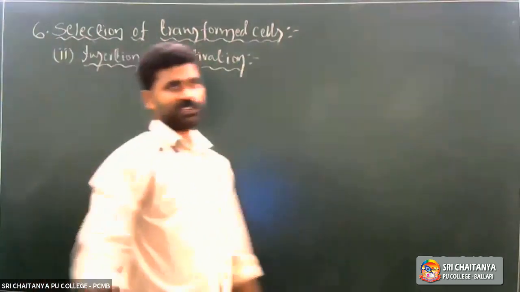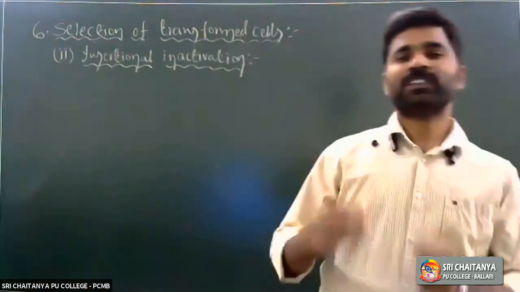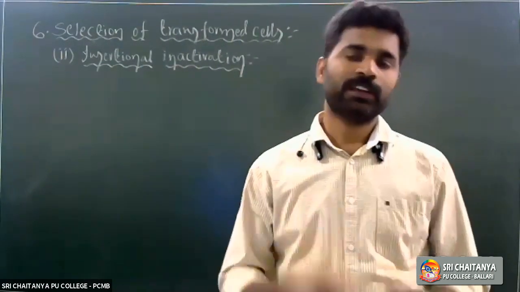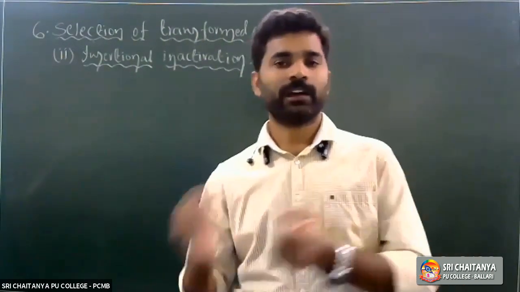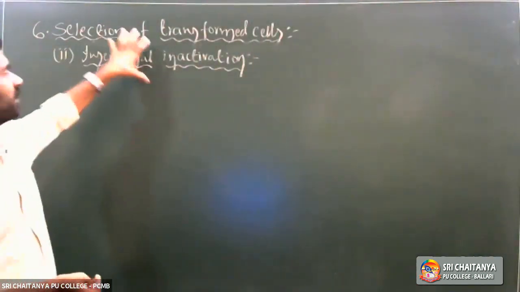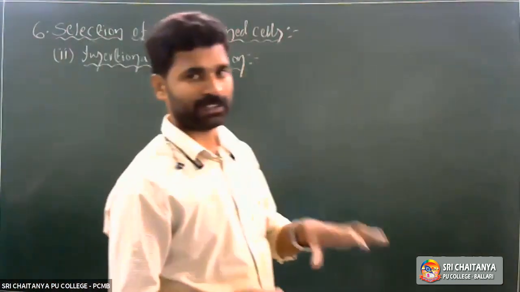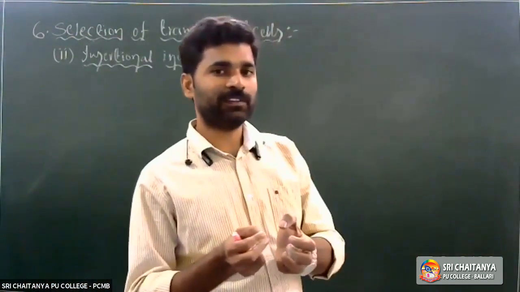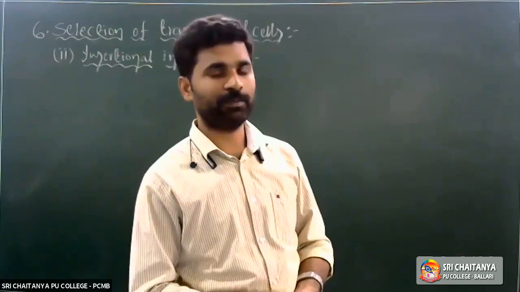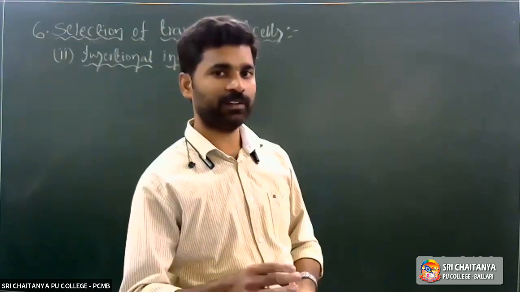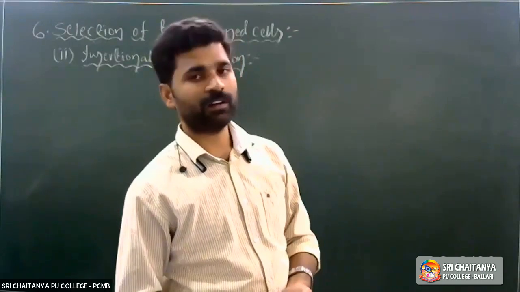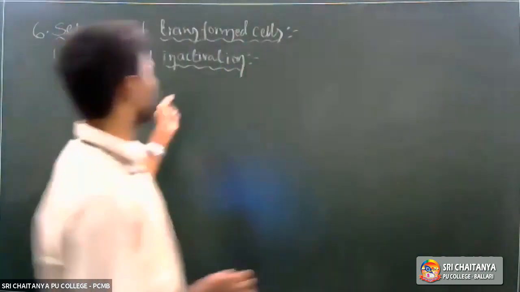Second method, insertional inactivation. In this method, based on the ability to produce color, we can easily identify recombinant cells from the non-recombinant cells, right? So recombinant bacterial cells are separated from the non-recombinant bacterial cells in this process, based on the color.